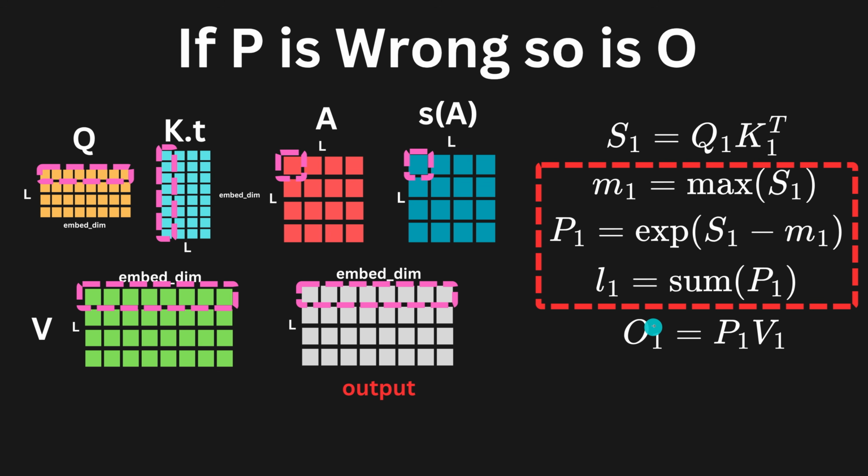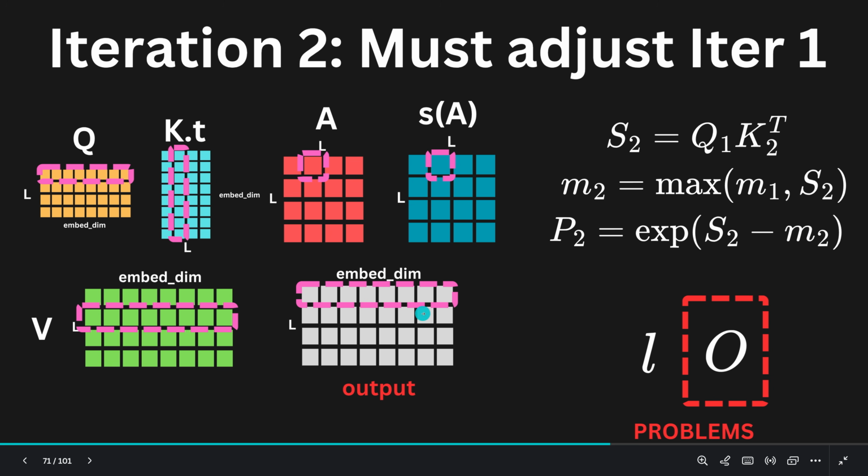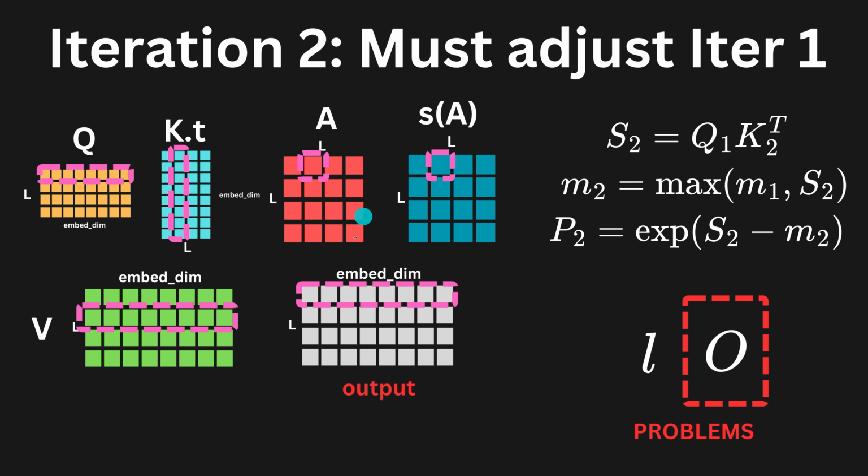Remember, our output is based on the probability. The probability is based on S1 minus M1, but M1 is wrong, or could be wrong. M2 could be different. And so in the second iteration, and essentially here's the problem, as we loop through, we're essentially accumulating into this output here. We're going to do this weight times this vector accumulated to here, plus this weight times the second vector accumulated again into that same position.